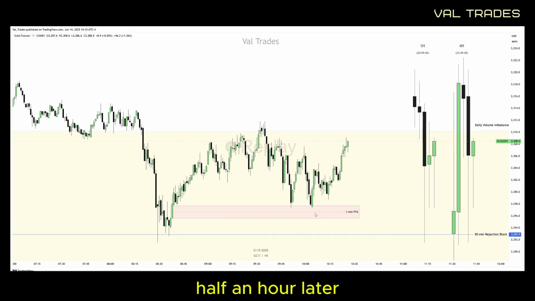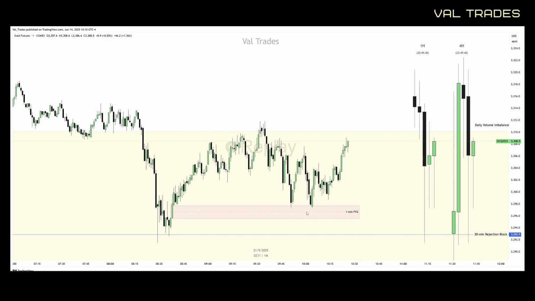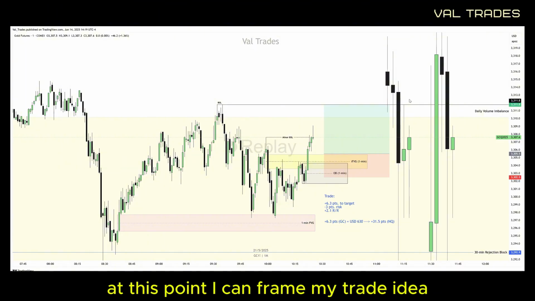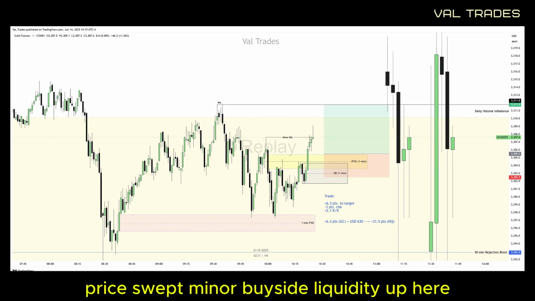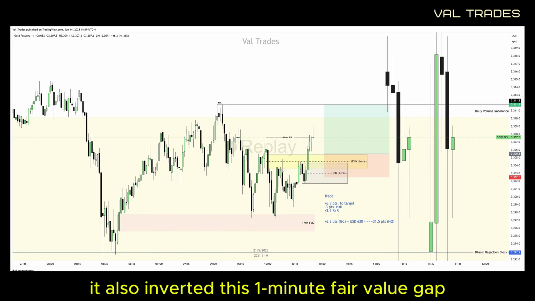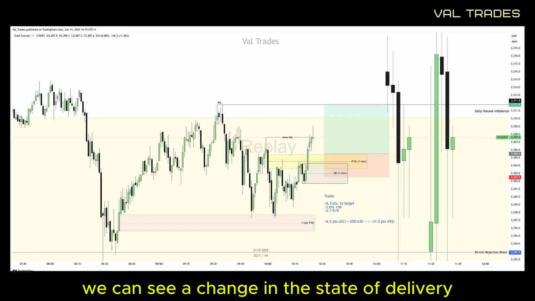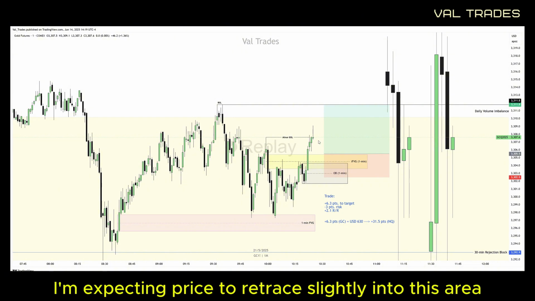Half an hour later, price came back and retested the 1-minute fair value gap, then traded higher, still respecting the same key levels. At this point, I can frame my trade idea. Price swept minor buy-side liquidity up here. It also inverted this 1-minute fair value gap. And right here, we can see a change in the state of delivery, forming a 1-minute order block. I'm expecting price to retrace slightly into this area.